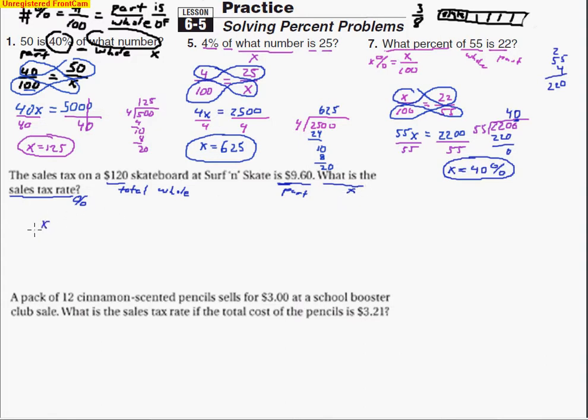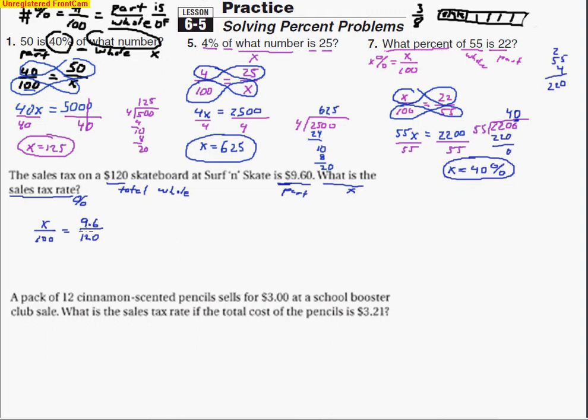X over 100. Now what's our part? The part is the smaller amount in this case because it's just a tax that they added on to the skateboard. And so we have a $9.60 tax. That's what the tax was. That's the part. The whole is the total amount of the product, $120.